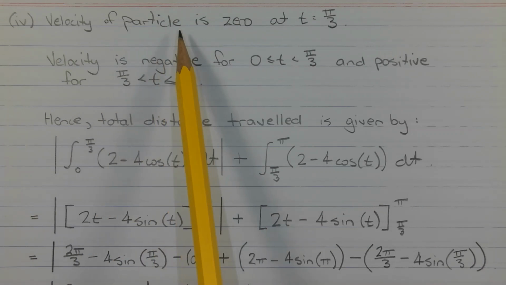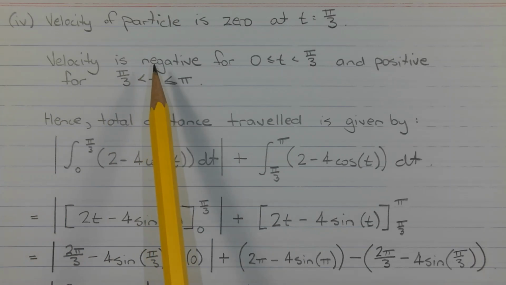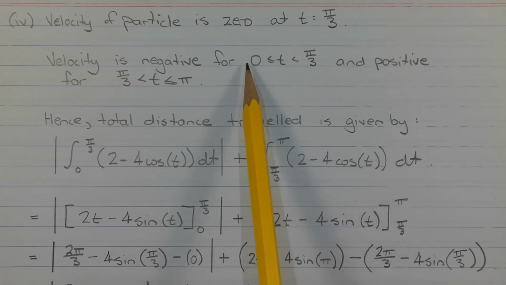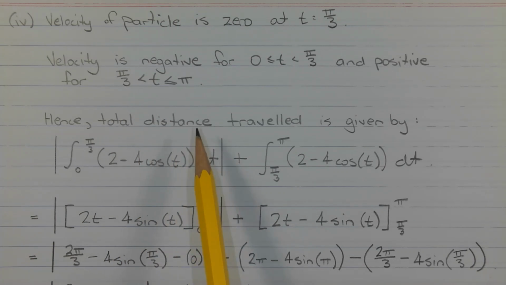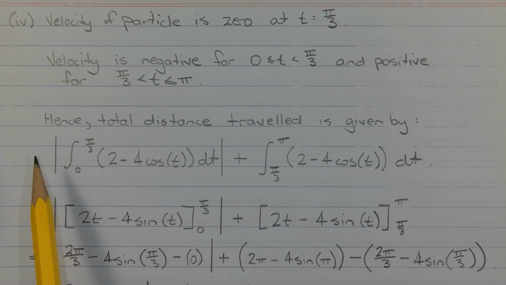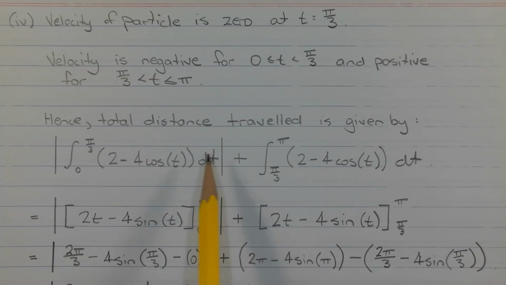So the velocity of the particle is 0 at time t equals pi over 3. The velocity is negative for t between 0 and pi over 3, and positive for t between pi over 3 and pi. Hence, the total distance travelled is given by the absolute value of the integral of 2 minus 4 cos t dt from t equals 0 to t equals pi over 3, plus the integral of 2 minus 4 cos t dt from t equals pi over 3 to t equals pi.